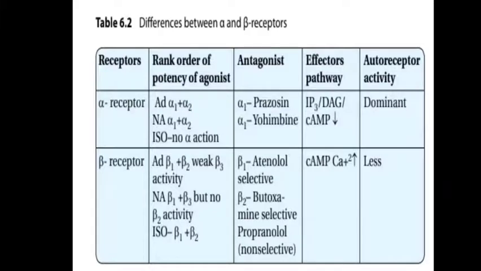So here is the basic difference between the alpha and beta receptors. Alpha receptors have antagonists. Selective alpha 1 antagonists are prazosin and yohimbine, and the beta receptor antagonists are atenolol, which is selective, and propranolol, which is non-selective. Effector pathway, again IP3, DAG or cAMP, because they work on behalf of the second messenger.